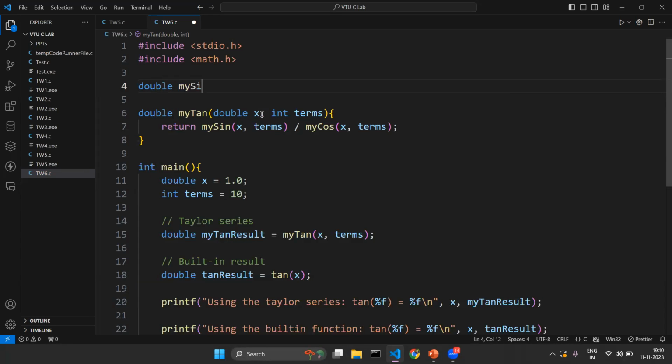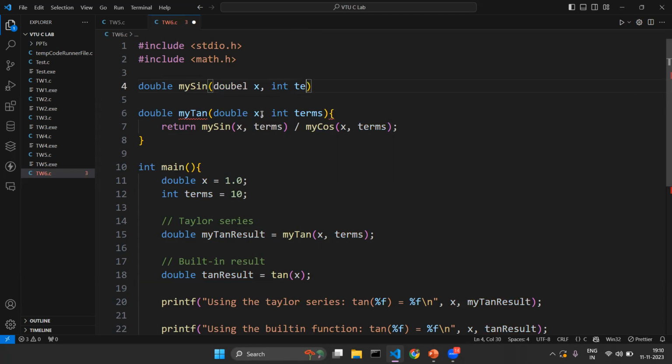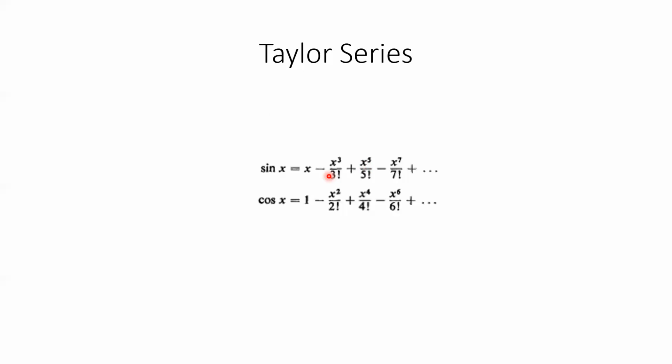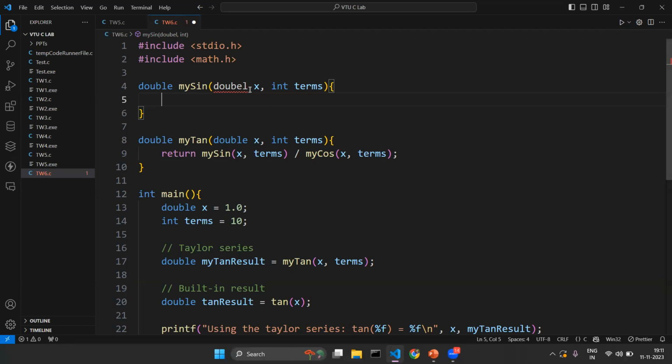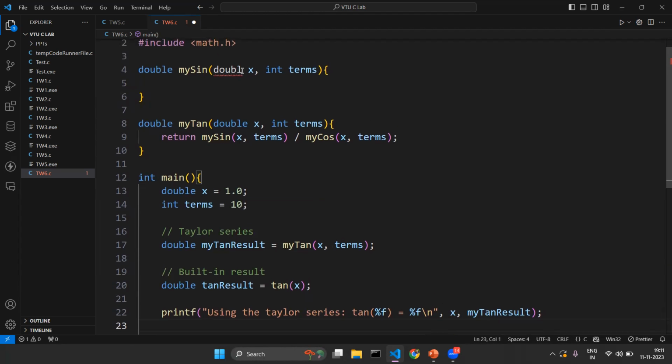So let's write my sine of, again, same, double x comma int terms. Here I need to generate this pattern: x minus x cube by 3 factorial plus x raised to 5 by 5 factorial. That pattern I should generate over here.